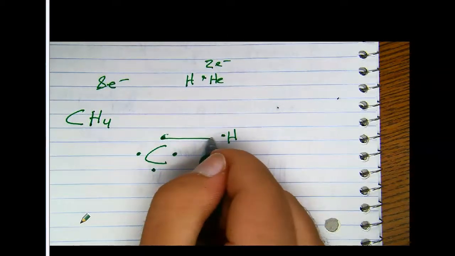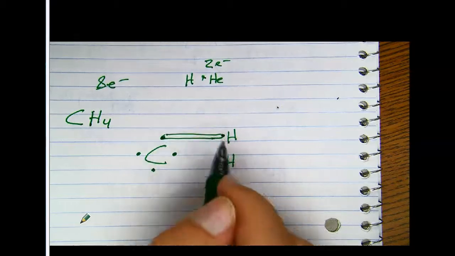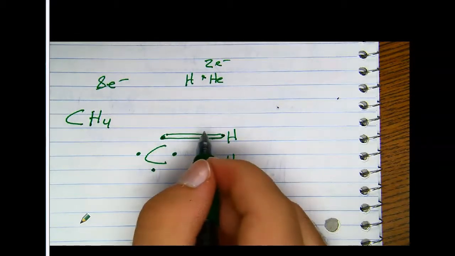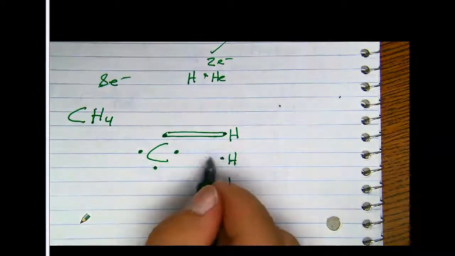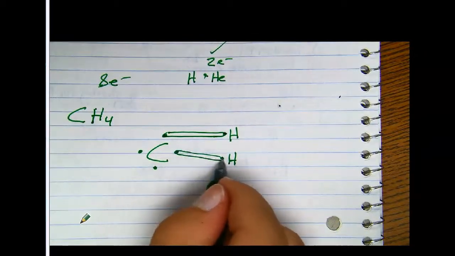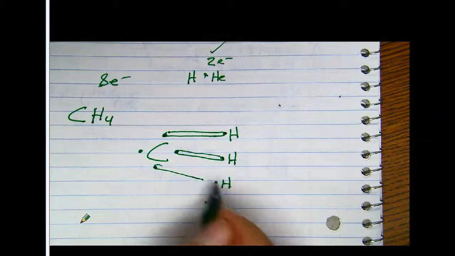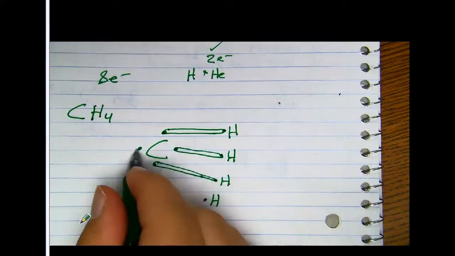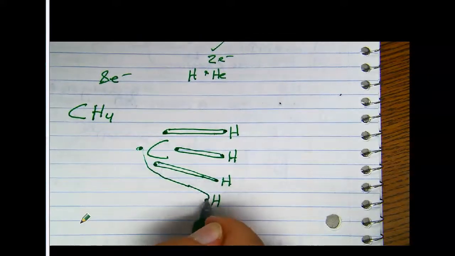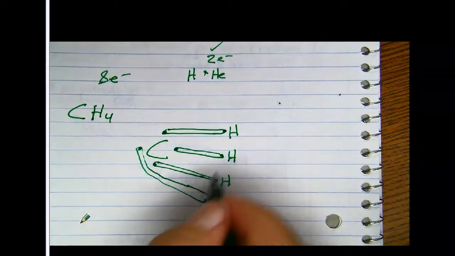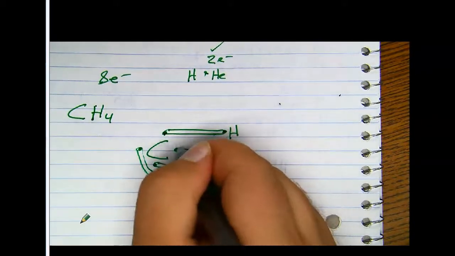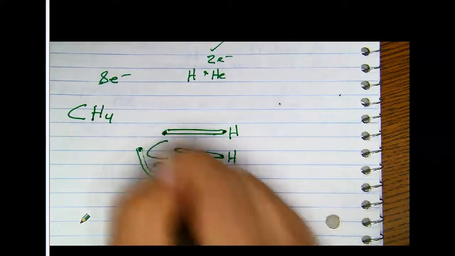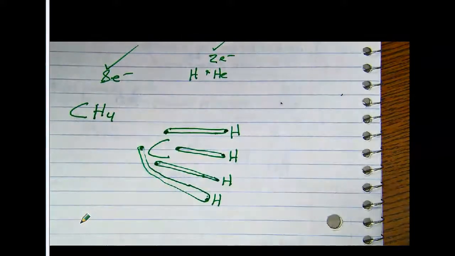So I'm going to draw a little bond between those two, so that those two share those 2 electrons. Now this hydrogen has 1, 2. It is satisfied. Let's share these 2, share these 2, and let's share these 2. Oop, that's the long one. So all the hydrogens are satisfied. Let's look at this carbon. Carbon has 1, 2, 3, 4, 5, 6, 7, 8. Carbon has 8, which is the octet rule.